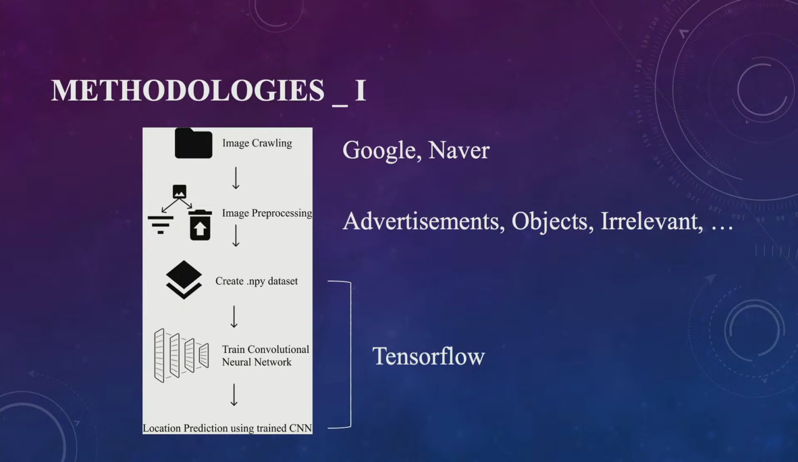For the work pipeline, we pulled the location images from Google and Naver search portals. After that, we went through manual pre-processing, filtering out the images with irrelevant objects and advertisements inside. Then we used TensorFlow to create the dataset and create the VGGNet for later prediction.